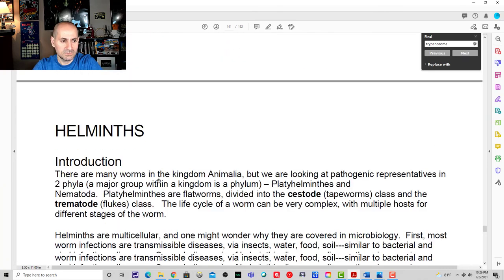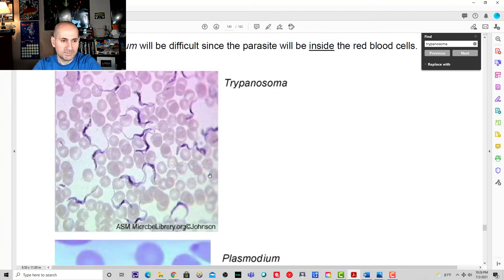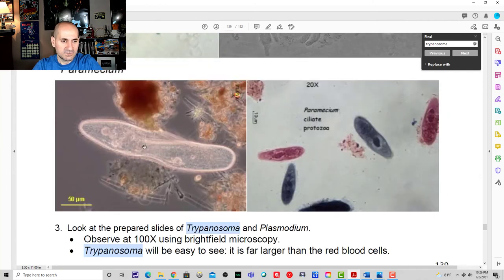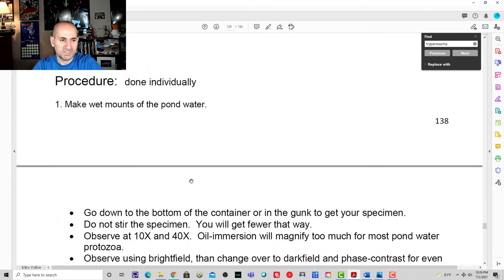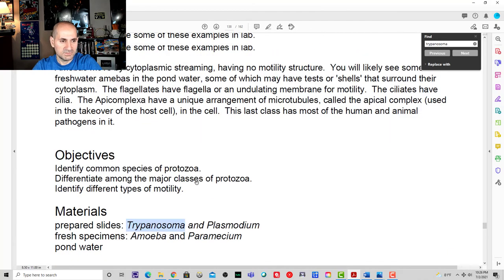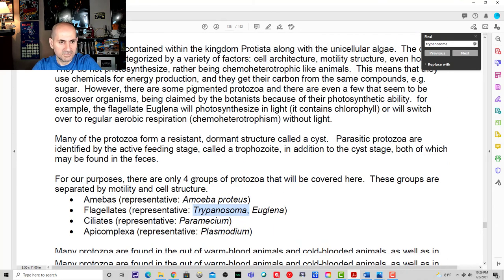Okay, so please know, for the exam, how to identify Plasmodium, how to identify Trypanosoma, how to identify ciliates like the Paramecium, how to identify amoeba. These are the big ones to know for the exam. So please know those, and know that they are categorized by the motility that they exhibit as well.